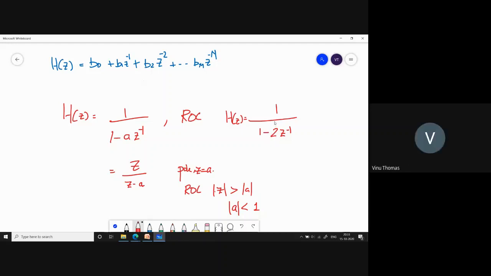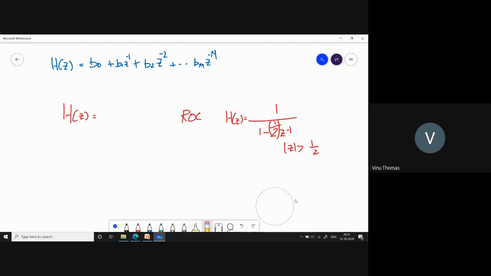So if I say 1 by 1 minus 1 by 2 Z raised to minus 1, is it stable? Yes, because the region of convergence is mod Z greater than 1 by 2, and therefore it includes the unit circle. Now, what does it mean? It means that you cannot say that all IIR filters are stable. To look at the stability of IIR filters, you have to find out where the poles of the IIR filter are located.